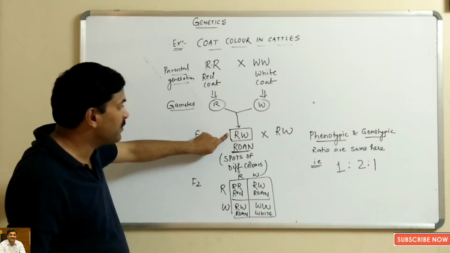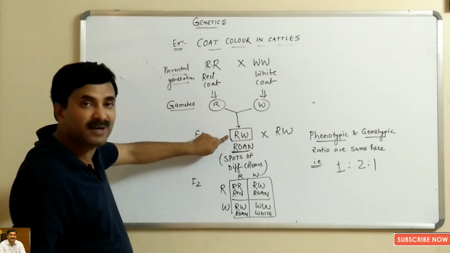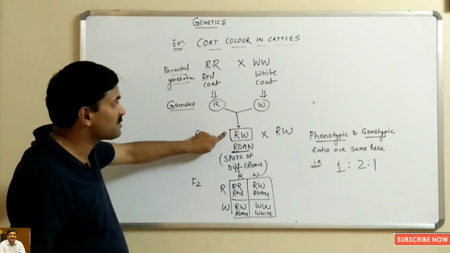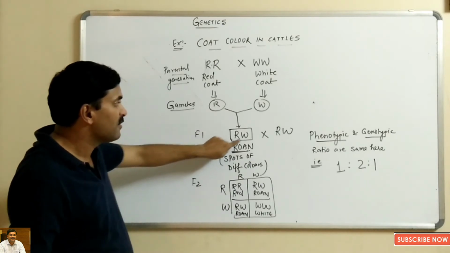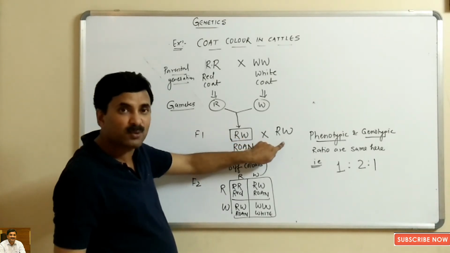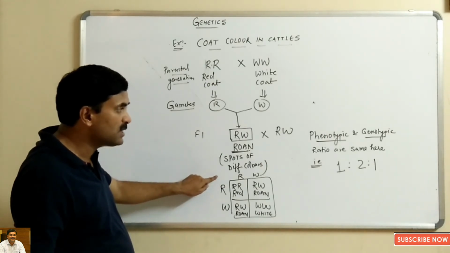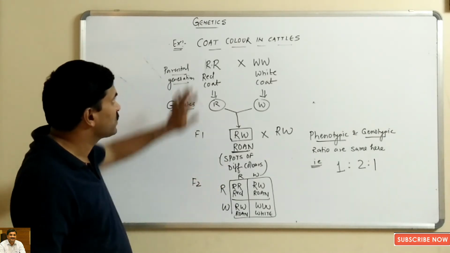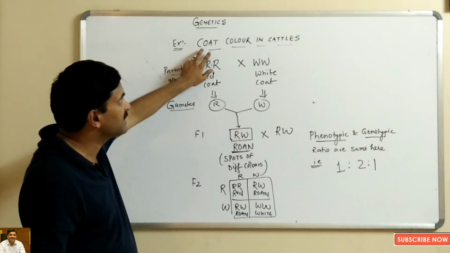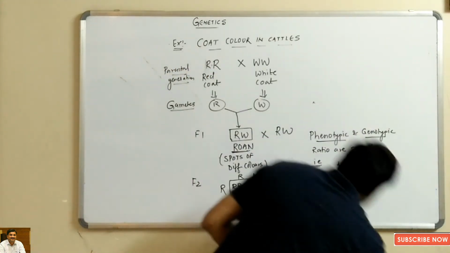Rather, a new type of inheritance is seen in the F1 generation, where both the genes are expressed together simultaneously. When this roan color cattle was interbred with another roan color cattle, then we got the phenotypic and the genotypic ratio, that is 1:2:1. Means here the phenotype and genotype ratio were the same. So the coat color in cattle is a good example to explain the phenomenon of codominance.